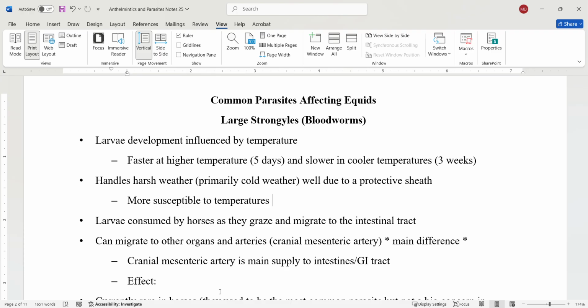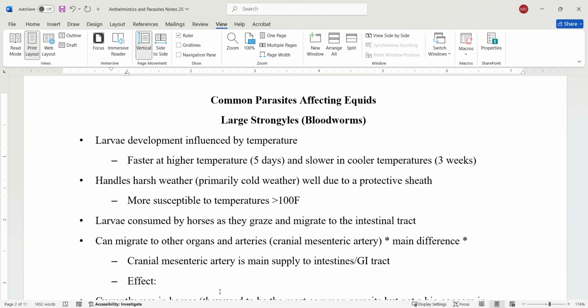But it was pretty resistant to any harsh weather, especially the cold, because it had this protective sheath around it. It could be susceptible to hot temperatures. We used to say greater than 90, and I think new recommendations are greater than about 100 degrees Fahrenheit. In these really hot and dry climates, it has the potential to die. So places in the desert might not be as concerned about this as maybe more mild climates.